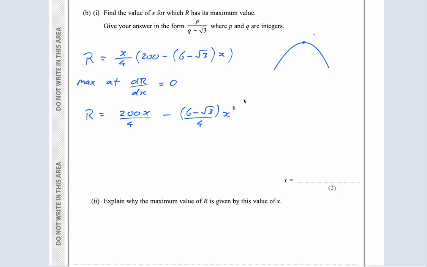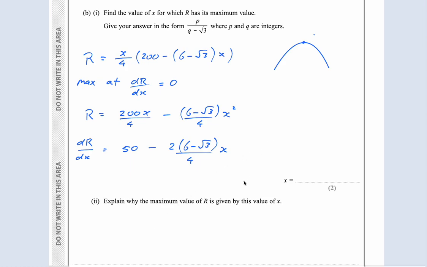Okay, now I'm going to differentiate. So dr dx is equal to the derivative of this, the x disappears, so I'm just left with 200 over 4, which is 50. And this one I multiply by the power, 2 times 6 minus root 3 over 4 x, I subtract 1 from the power.